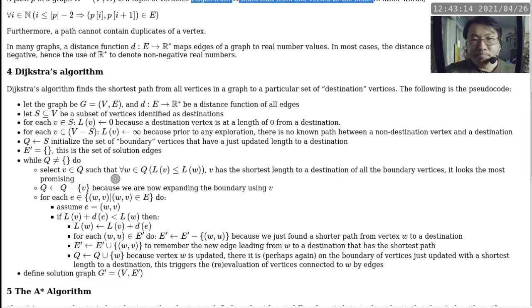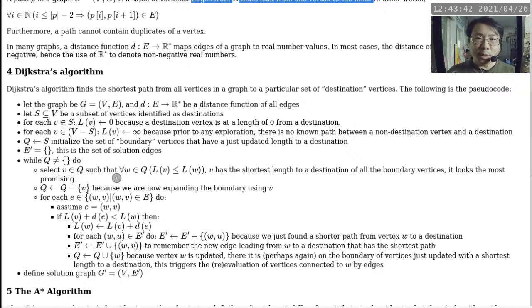The quantification is easy to understand. We are only concerned about elements of Q. So if something is in V but it is not in Q, we are not interested. We don't need to deal with that. We're only interested in elements of Q, and we want to select a v such that it meets this particular requirement. So what requirement are we talking about?